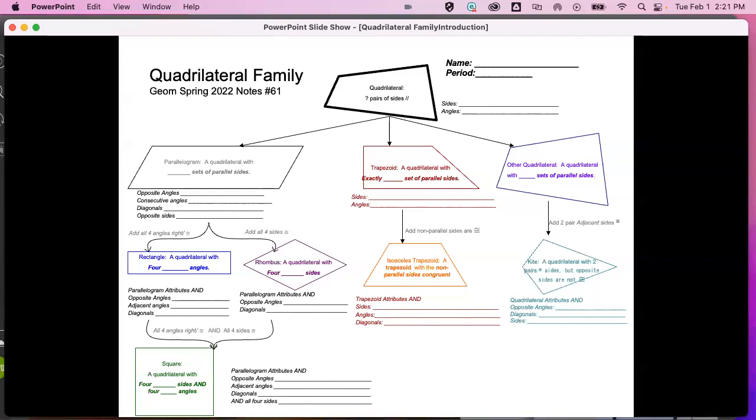Aren't the rectangle and the rhombus siblings? So yeah, oh, awkward. So anyway, sorry about that. But the square does inherit everything from the rectangle, the rhombus, the parallelogram, and the other shapes.